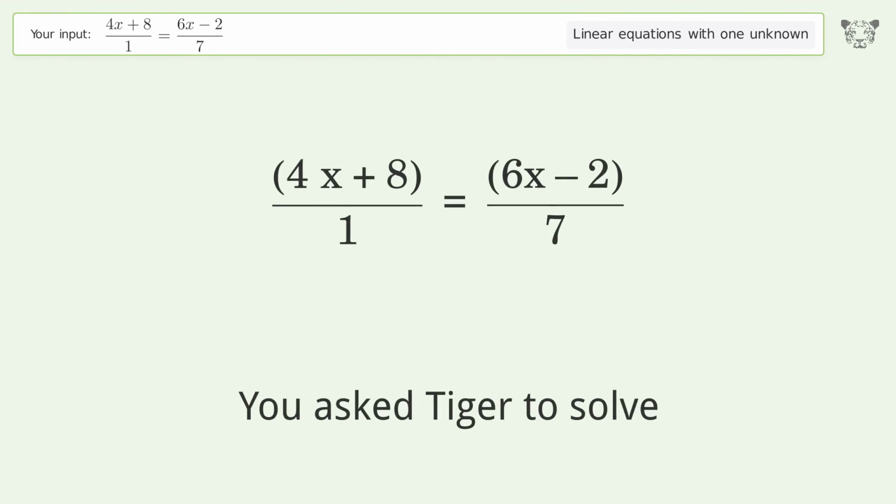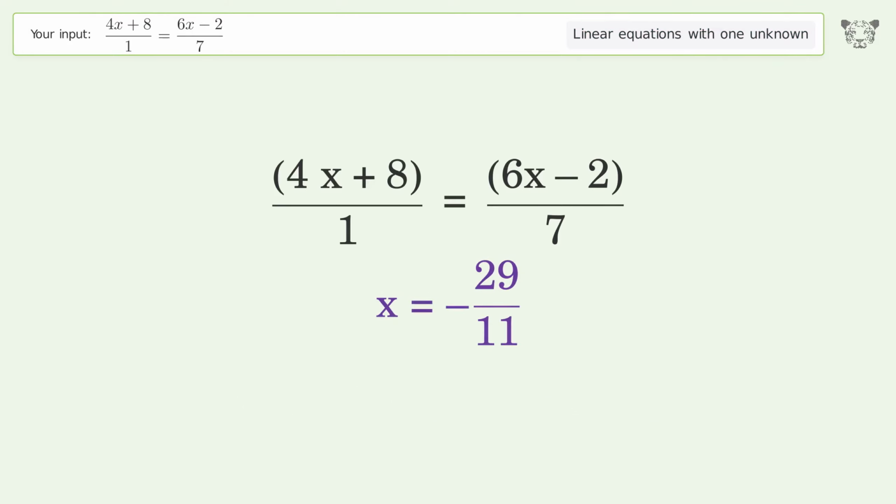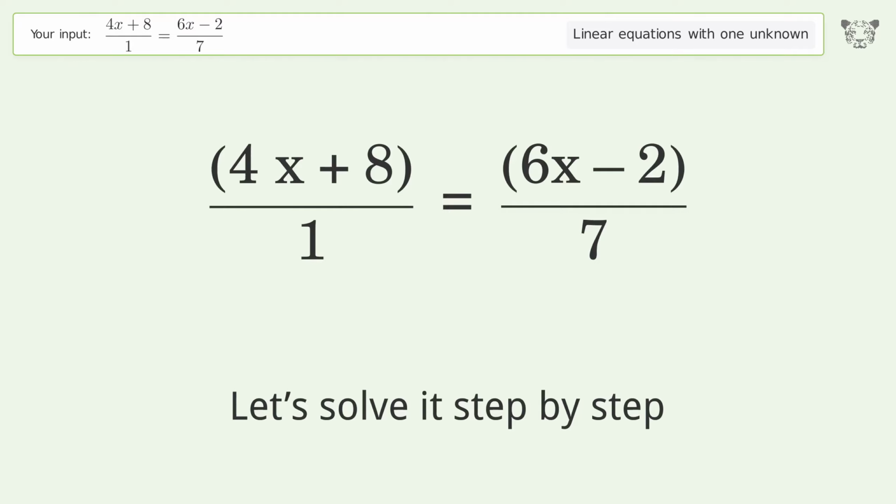You ask Tiger to solve. This deals with linear equations with one unknown. The final result is x equals -29/11. Let's solve it step by step.